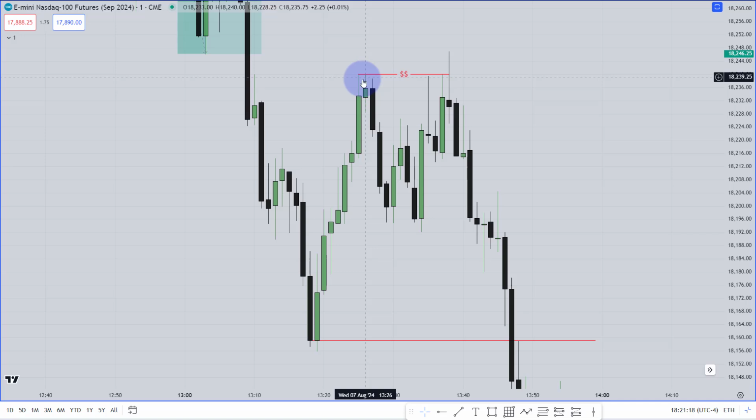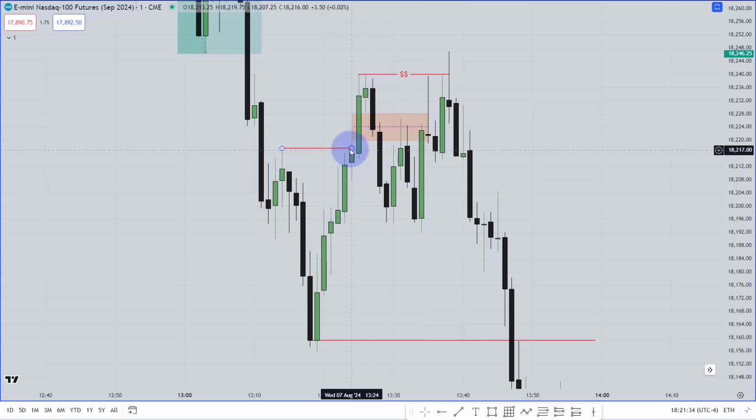So this is the liquidity run. This liquidity run over there. Here, this is the fair value gap where you will get stopped out after taking that. Why I'm marking that, I will tell you.